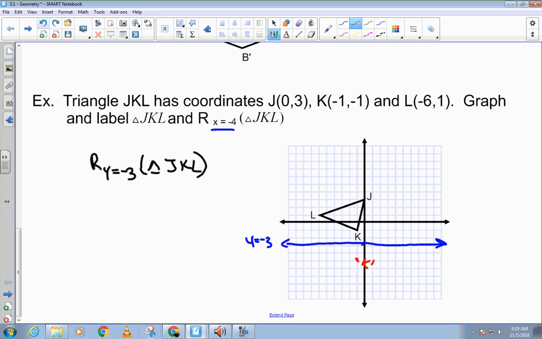Okay, if L is 1, 2, 3, 4 above, I've got to go 1, 2, 3, 4 below. There's L prime. J is 1, 2, 3, 4, 5, 6 above, so 1, 2, 3, 4, 5, 6 below. And then you just connect those points. So you draw the line of reflection, and then you count how far it is on one side. You've got to go the same distance to the other side of the line.